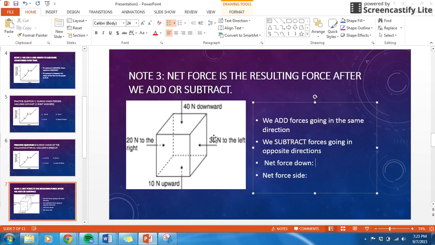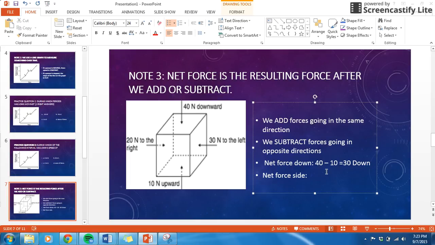So let's take a look at my net force up and down. I know that I have 40 newtons down, so I would do 40 down, and I'm subtracting the 10 up because they're going in opposite directions. So 40 minus 10 is going to be 30 newtons, and I know it's going to go down.